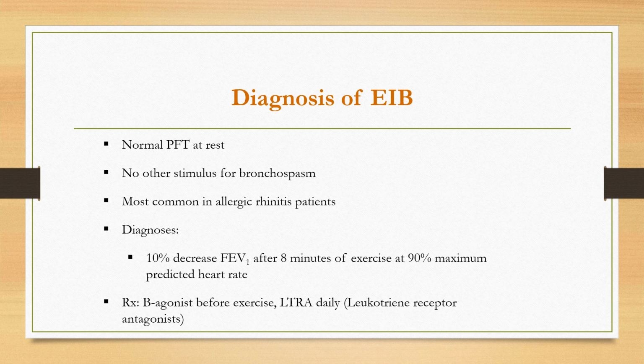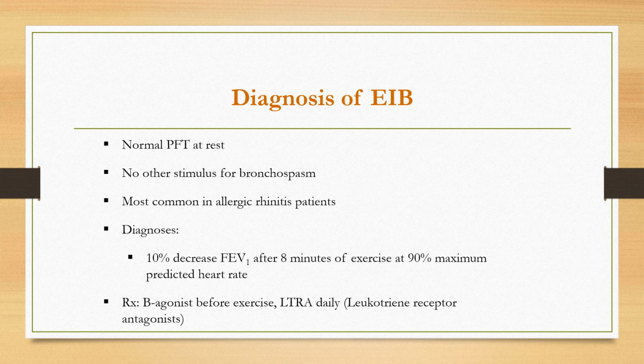So how do you do it? What you do is you bring the child to a doctor, they do a pulmonary function test on the kid, and what they look for is a 10% decrease in FEV1 after 8 minutes of exercise at 90% of maximum predicted heart rate. So what that means is that the kid is engaged in some kind of running activity, maybe a treadmill, maybe a bicycle. They do this for about 8 minutes. Their heart rate goes up to 90% of the maximum predicted heart rate, and they have a 10% decrease in FEV1. That is the hallmark diagnosis of exercise-induced bronchospasm.